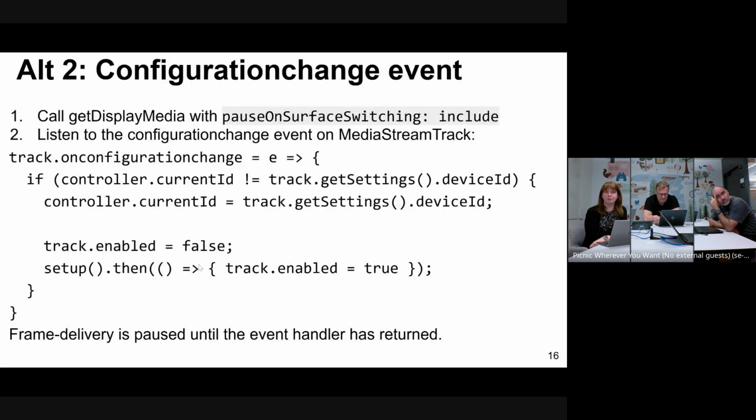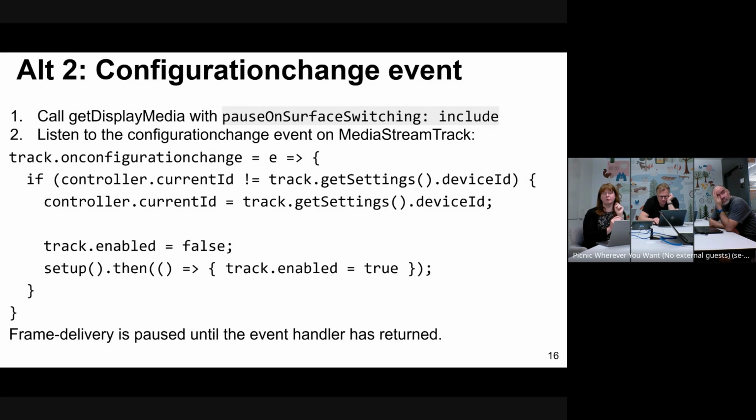The other alternative that is in active discussion now is about using the configuration change event. In this case, we call getDisplayMedia with a new option, which is, for instance, pause on surface switching, I think was proposed. And then the user agent will pause frame delivery until this event is delivered to a certain track.